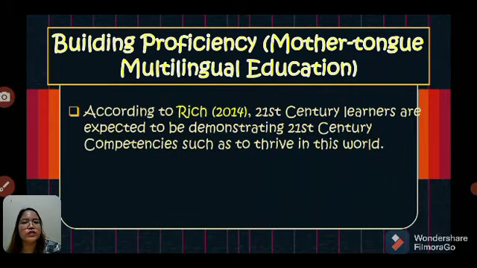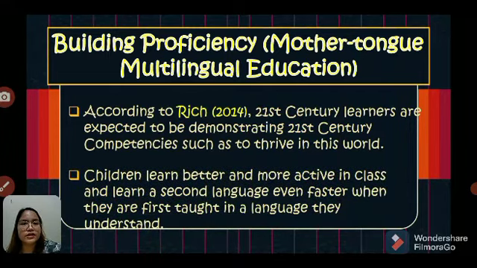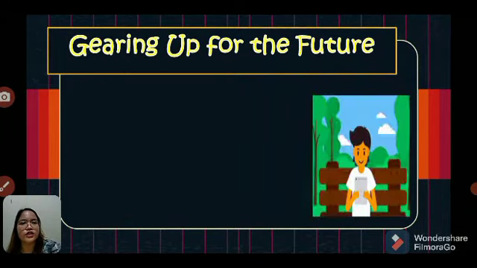And according to Reach 2014, 21st century learners are expected to demonstrate 21st century competencies in order to thrive in this world. Children learn better and are more active in class, and learn a second language even faster, when they are first taught in the language they understand. That is the idea here in building proficiency or mother tongue multilingual education.